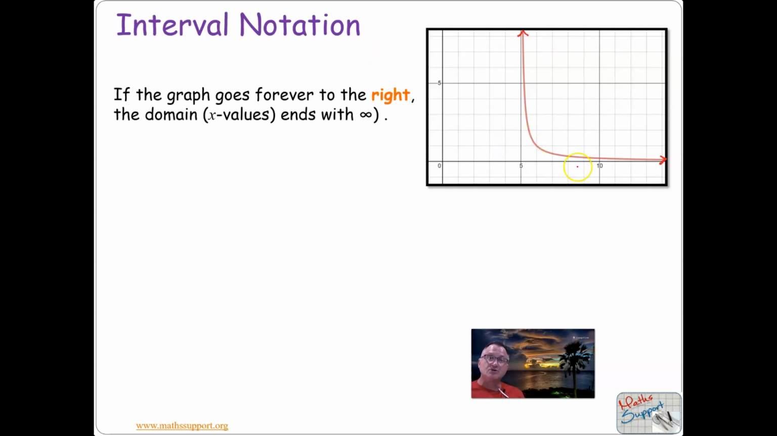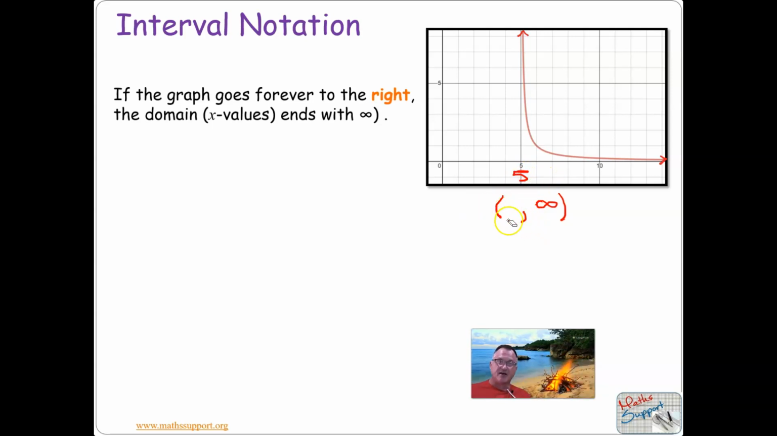So if we were just doing the domain, remember I worked from left to right. This graph gets, the x-coordinate gets really close to 5, but it never touches it. So I would have a parenthesis 5, and then this graph is going to keep going and going to the right. So then I would write infinity with a parenthesis. Okay, whoops, that's not 0. I'm sorry, that is 5. So this should be from 5 to infinity.